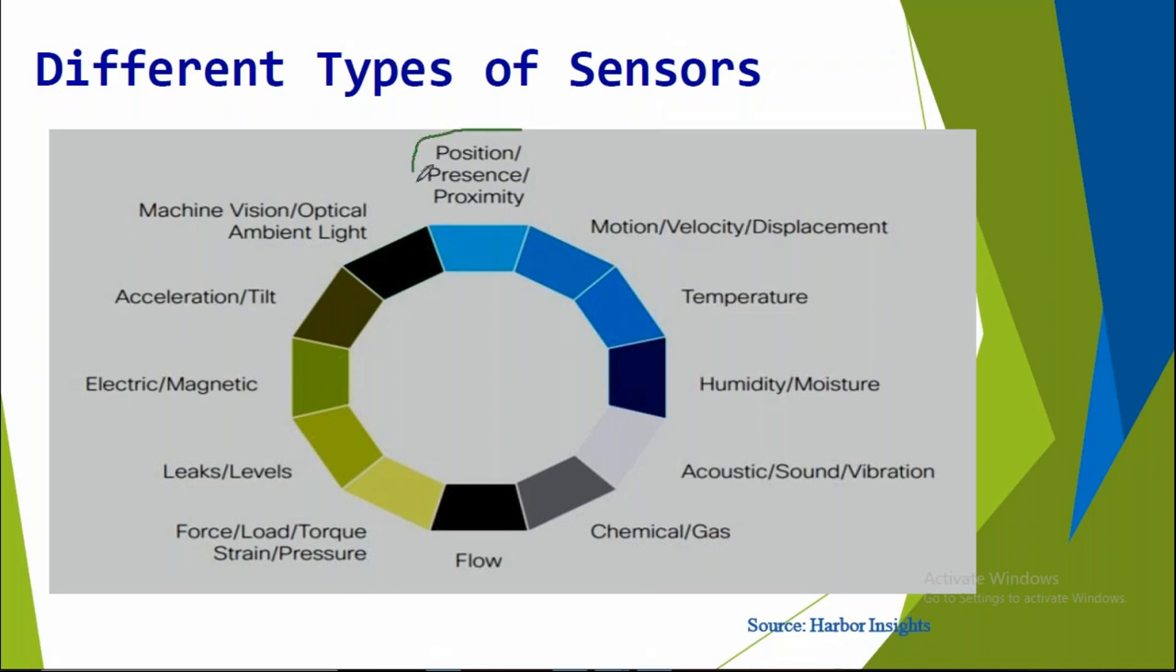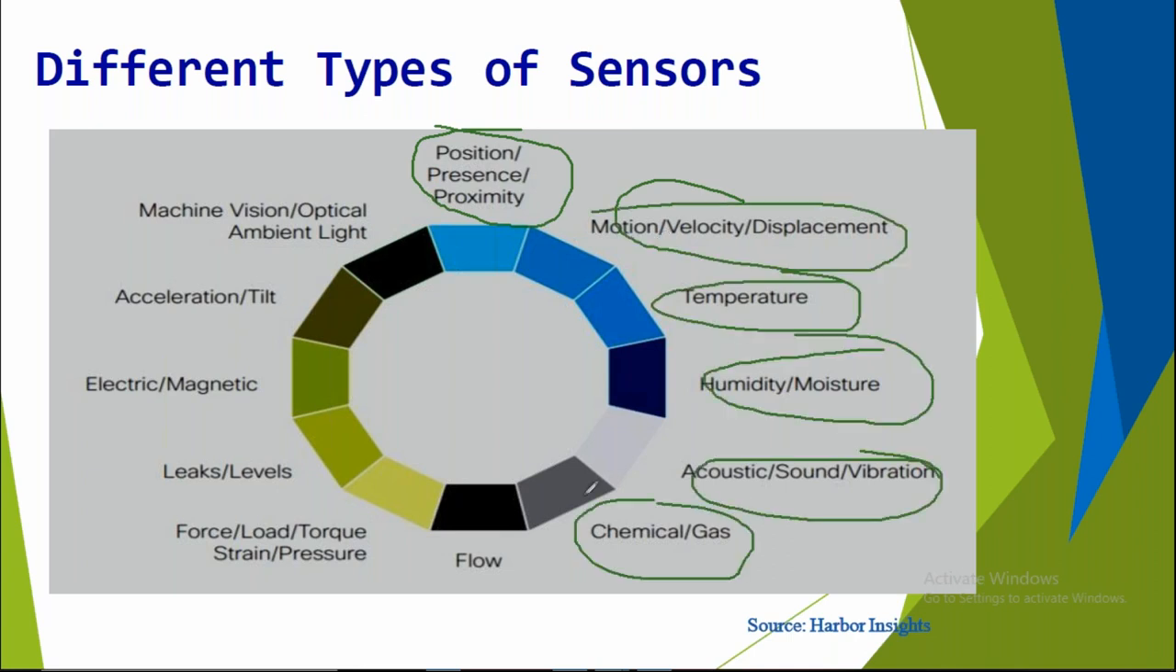Different types of sensors are there, like position sensor, parking sensor, motion sensor, displacement sensor, velocity sensor, temperature sensor, sound, gas sensors, chemical sensors, flow meters, flow sensors, force, torque, load, strain, pressure, heat levels, electricity, magnetic, acceleration, field, then optical, ambient light. These are all the different types of sensors we come across in our IoT, Internet of Things.